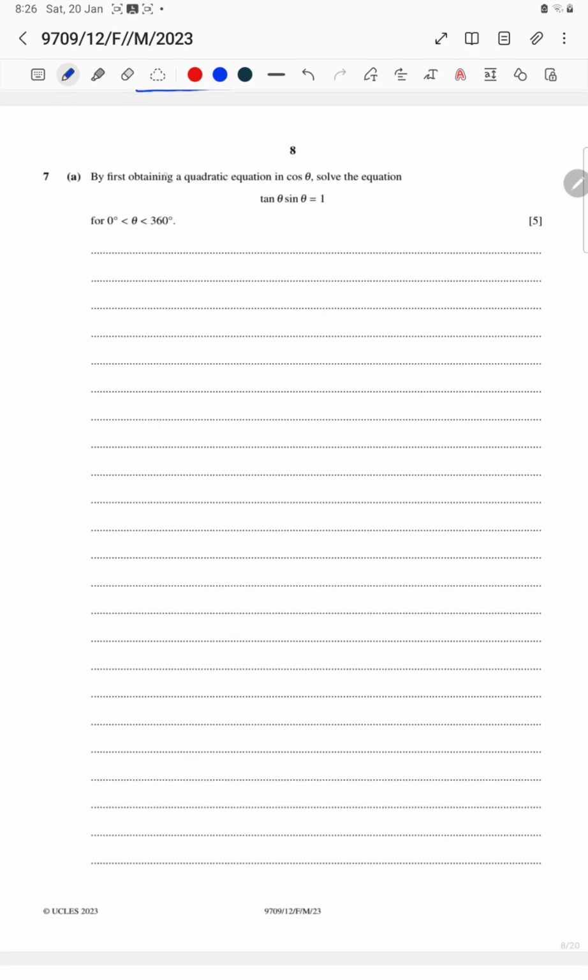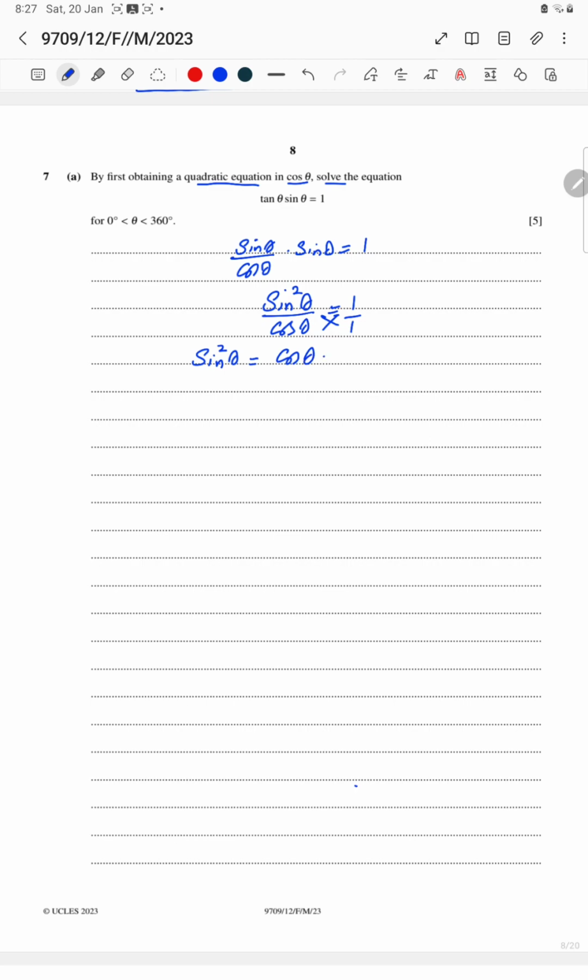Okay guys, question number 7 is taken from trigonometry. First, obtaining a quadratic equation in cos theta, then solve the equation. Tan theta, we know, is the ratio of sine theta to cos theta, times sine theta equal to 1. So it becomes sine square theta over cos theta equal to 1. Do the cross multiplication here, and we will get sine square theta equal to cos theta, right?